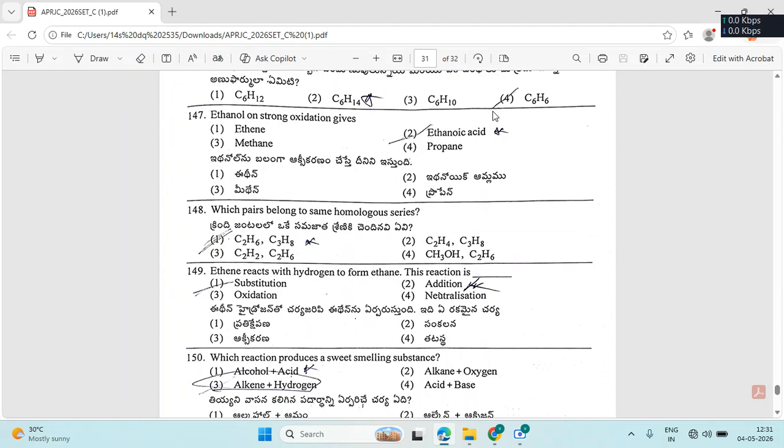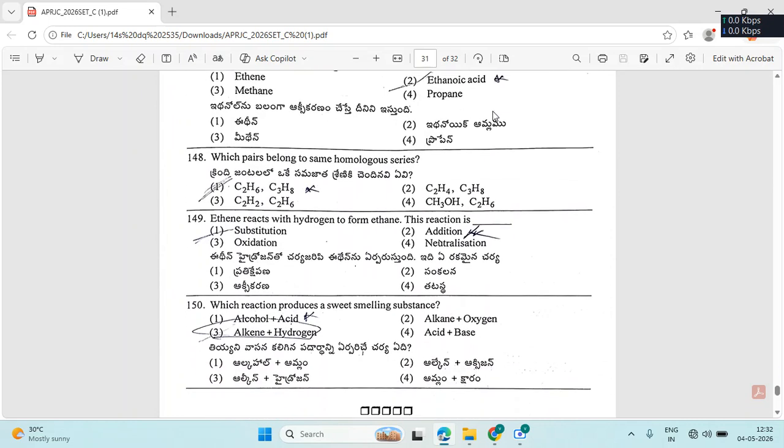Ethanol on strong oxidation gives: ethane, ethanoic acid, methane, propane. The correct option is 2 and the answer is ethanoic acid.